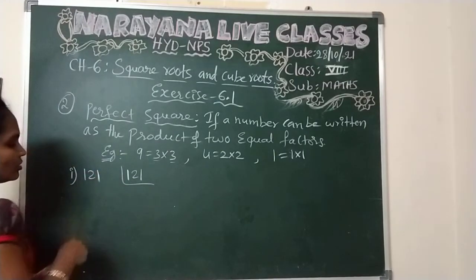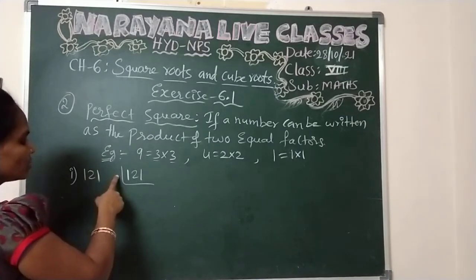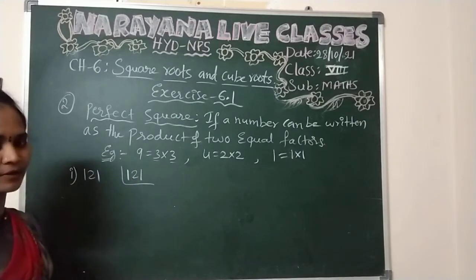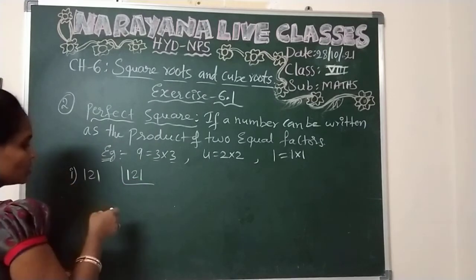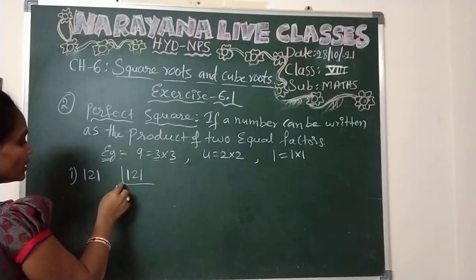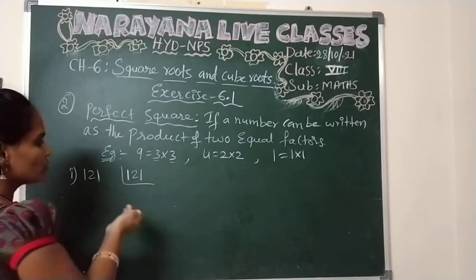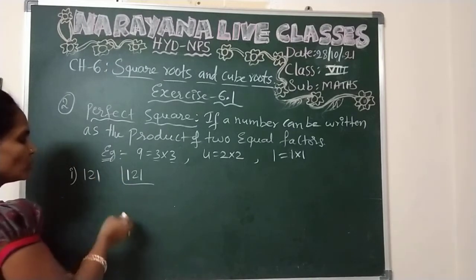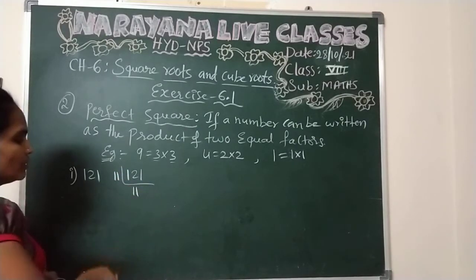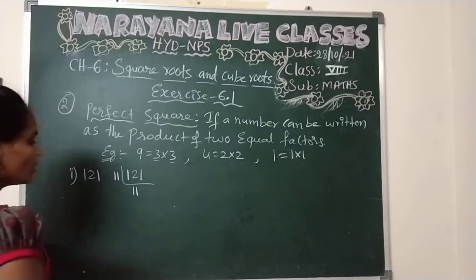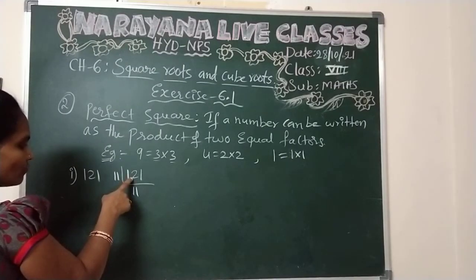Here we should start with the least prime number, that is 2. But 121 is not divisible by 2. You can check with the 3 table, 4 table, 5 table, but it won't go. So I am taking the 11 table. 11 elevens are 121. See, 11 ones are 11, and 1 remains.